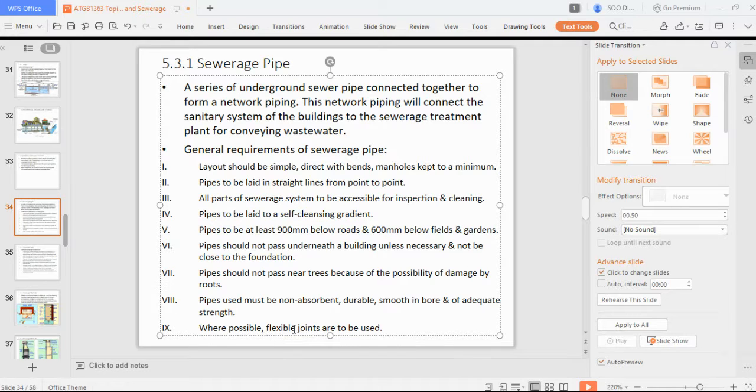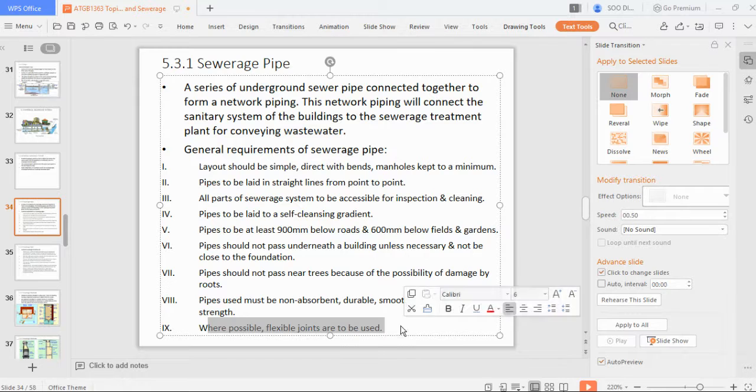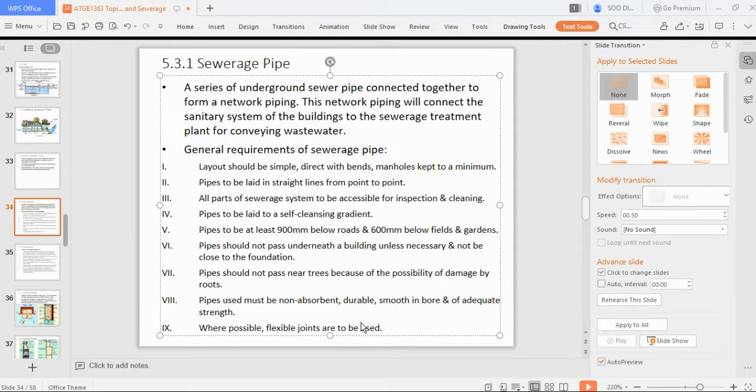If you were to do a flexible joint where the impact of water can be reduced through the movement of the joint for the piping, then the lifespan of this piping will last even longer as opposed to a rigid joint. So this is the idea behind why, if it's possible, when you are dealing with water, we will want to use a flexible joint.